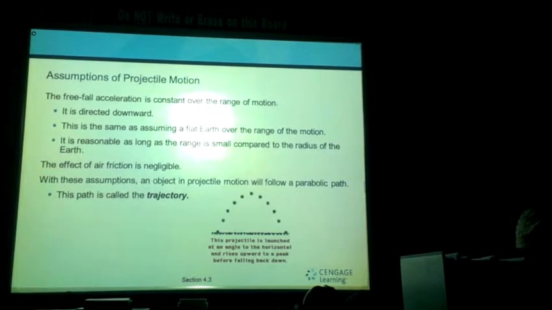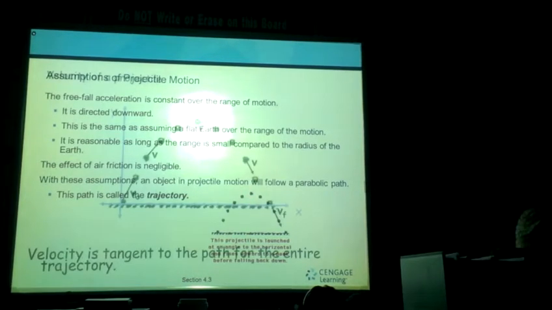With these assumptions, an object in projectile motion will follow a parabolic path. This parabolic path that we will see the object move is called the trajectory. You can see that right here. So the object is going to start its projectile motion. Maybe we have a cannon, and then that cannonball is fired. It's moving up this way, and then it's going to come back down. That parabolic path is just called the trajectory. We can see here it has some amount of x displacement, and it has some amount of y displacement. So this has to be projectile motion.